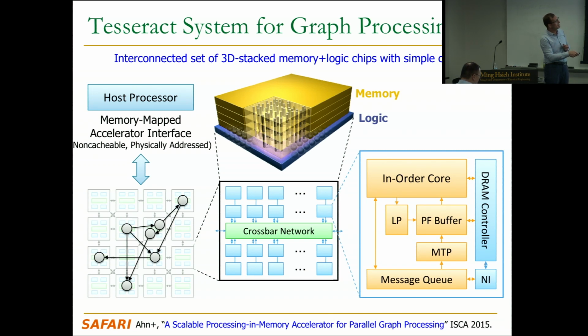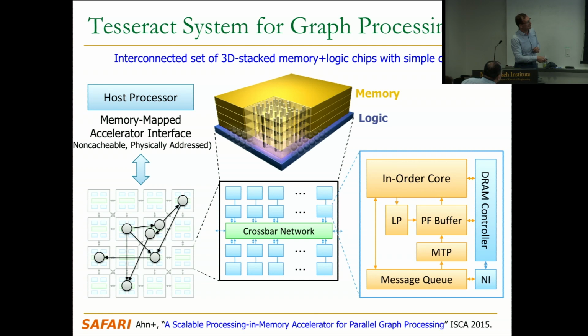These controllers are connected to each other with some network. In this case, it's a crossbar, but you could look at network designs for this also. And they can communicate with each other. Basically, what we added to this was a simple in-order core that could do computation. It's basically general purpose. It's not really specific to graph processing from that perspective. You could do anything inside this in-order core, but we use it for graph processing.